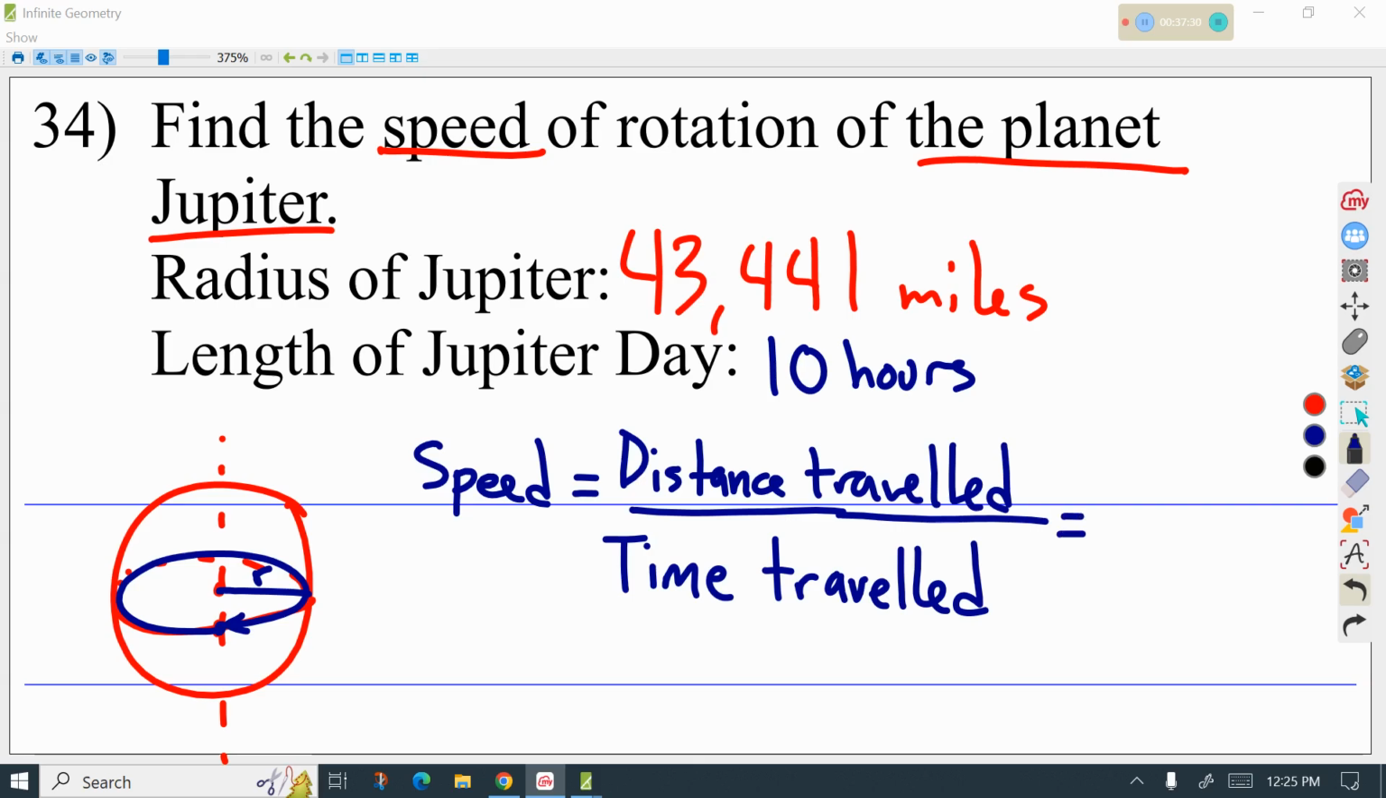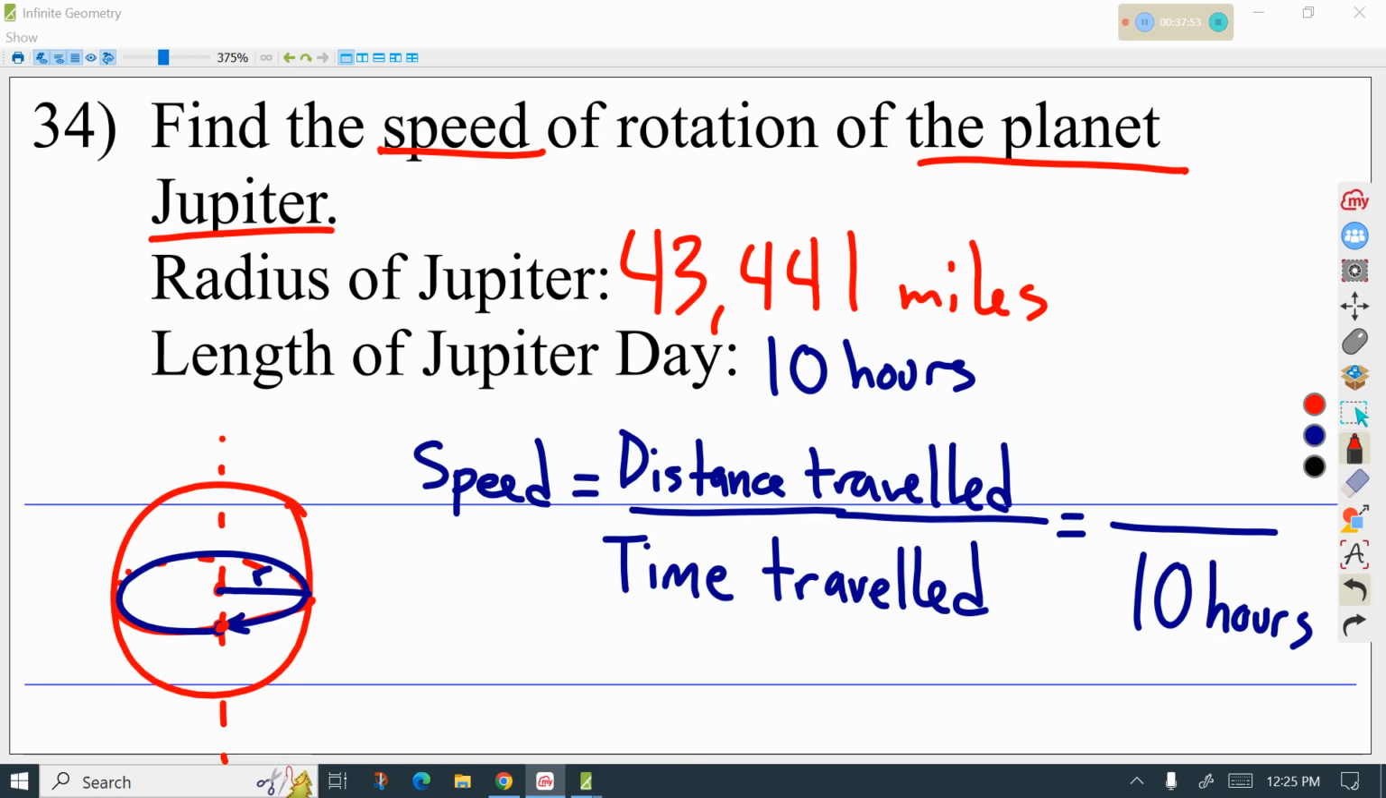Well, we already know that the time is going to be 10 hours. That's how long it takes to do a lap around Jupiter, because Jupiter takes 10 hours to turn around. So that's what we mean by the length of a Jupiter day. But we want to find how far somebody standing on the surface of Jupiter would be spinning. If we were on this part of the surface anyway, we might not have a solid surface.